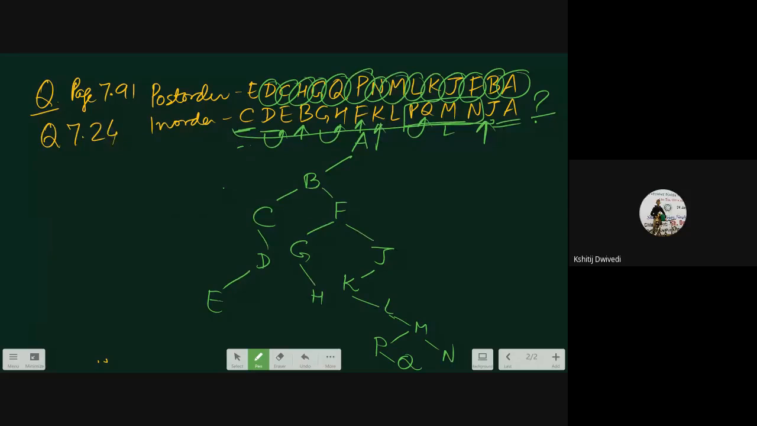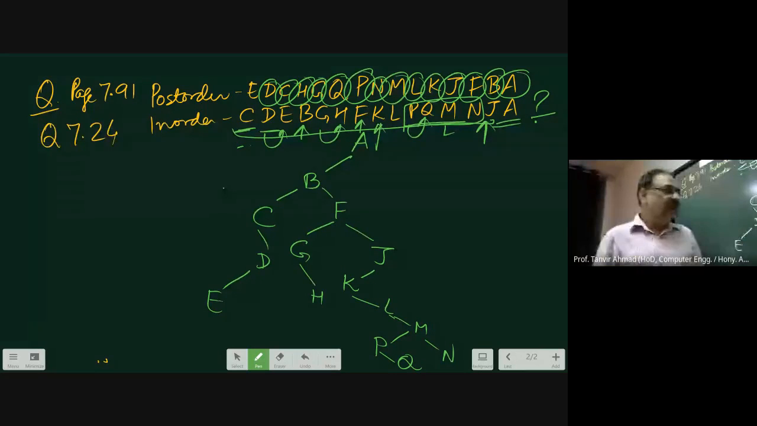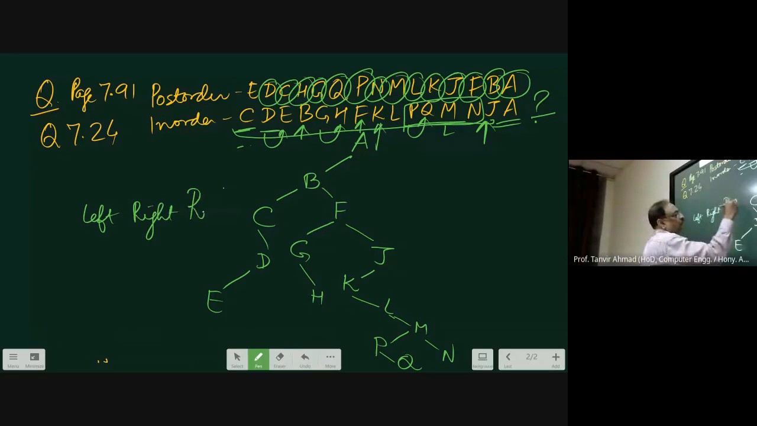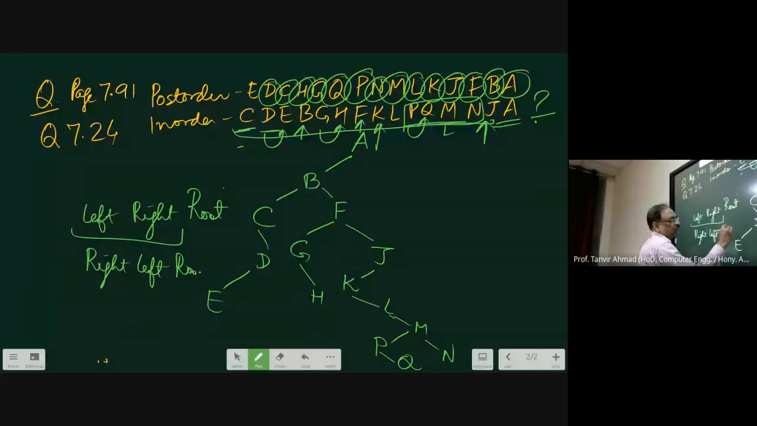Because post order is left, right, root. Right, the root is always coming after left and right. Either if you write right, left, root, this is the same because root is coming after left, right. Here also root is coming after right, left. Therefore, the post order will not change if you make a mistake. But the in order will change.